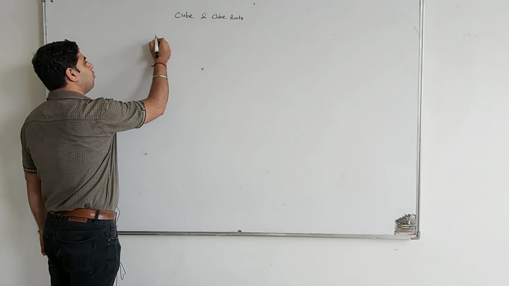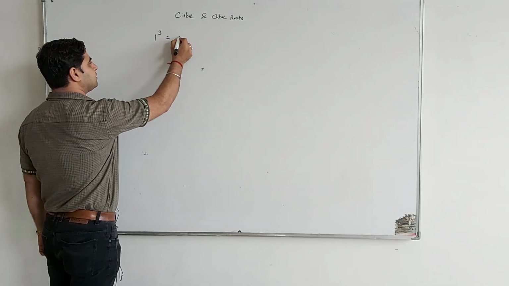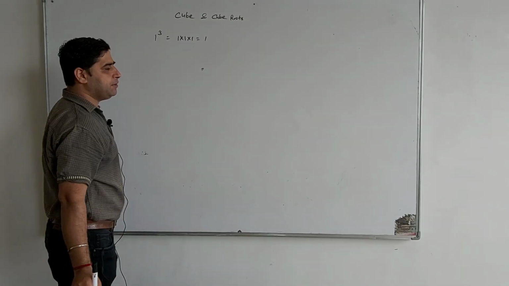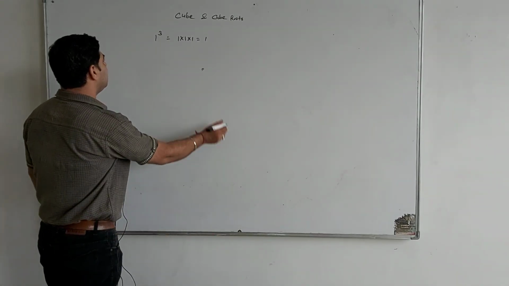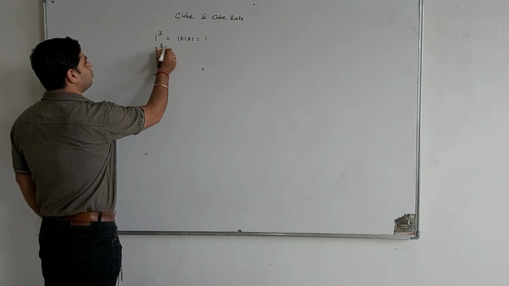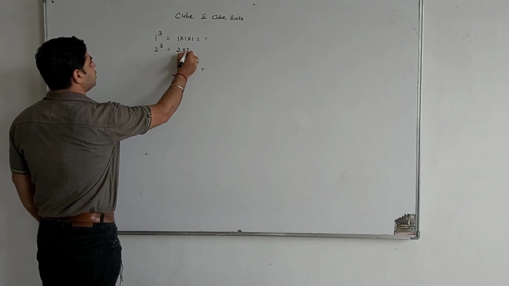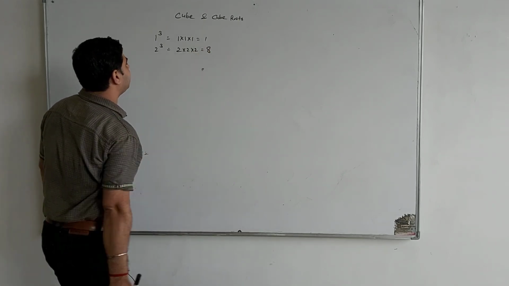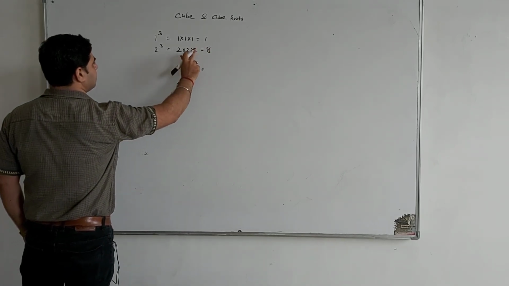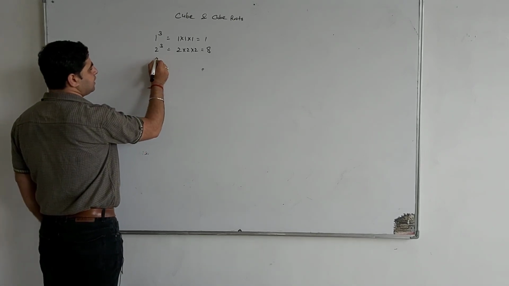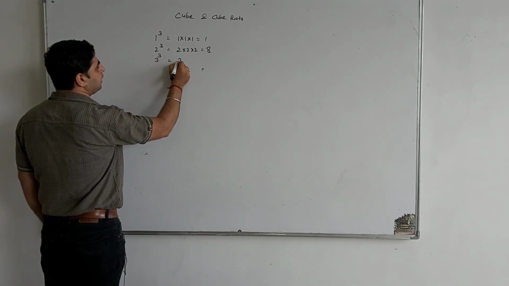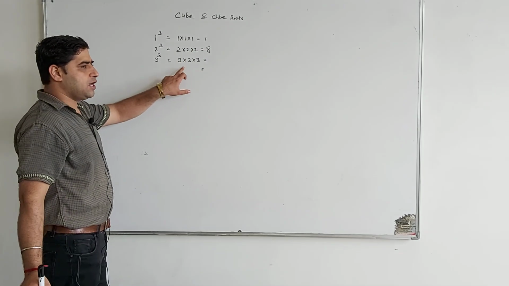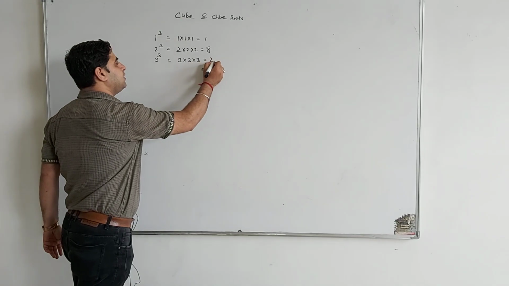1 cube means 1 multiplication 1 multiplication 1. So what comes out? 1. Same here, 2 cube: 2 multiplication 2 multiplication 2. What comes out? 8. 2 twos are 4, 4 twos are 8. Same here, 3 cube: 3 multiplication 3 multiplication 3. 3 threes are 9, 9 threes are 27.